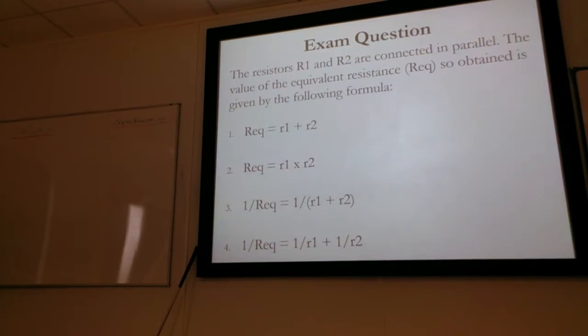The examiner doesn't use the shortcut here, he wants you to identify the correct formula. He calls it REQ, resistance or equivalent resistance. So REQ is equal to, which of those looks familiar? Number 4. Yeah, 1 over R1 plus 1 over R2. Happy?